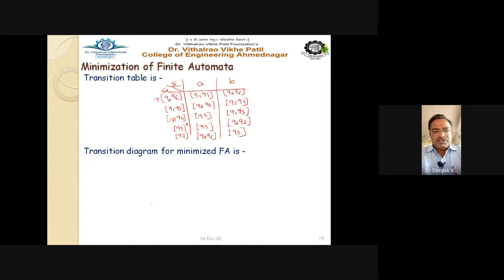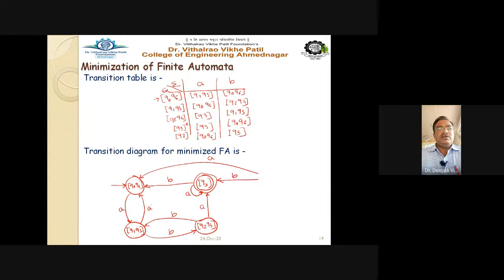And from this transition table, the transition diagram is drawn. That is nothing but your minimized finite automata. So Q3 being the final state is marked with a double circle. Start state is Q0, Q6. So Q0, Q6, Q1, Q5 is written here. Then Q2, Q4 is here. Q3 is written here, and Q7. Okay, and all the transitions are written, and this is your final state.